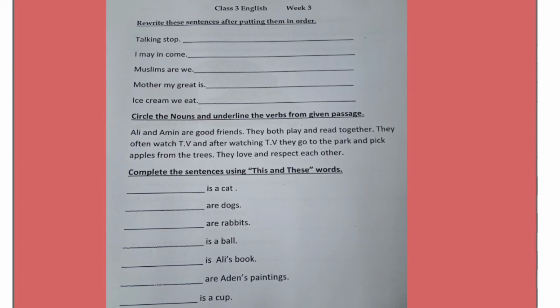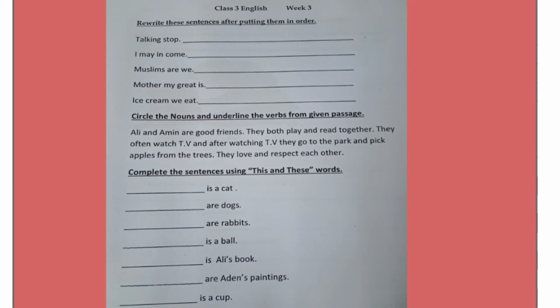Circle the nouns and underline the verbs from the given passage. Ali and Amin are good friends. उसने बोला है कि nouns को आपने circle करना है और verbs को आपने underline करना है. Ali and Amin are nouns. So circle these 2 words. They both play and read together. Play and read are verbs. Very good. और इसको आपने underline करना है.